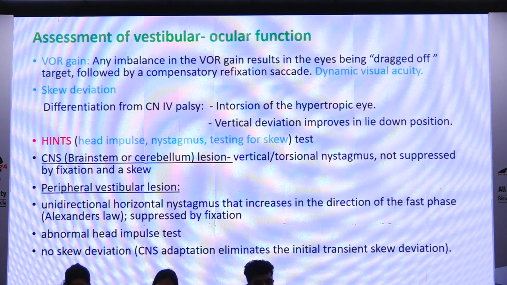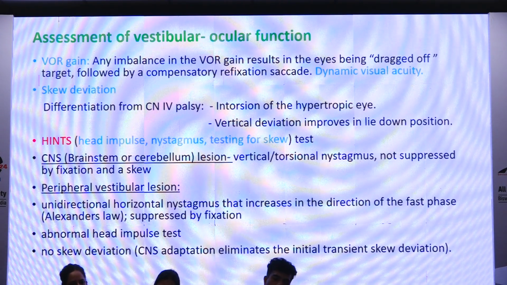Fourth nerve palsy. So how are we going to differentiate these two, fourth nerve palsy and third nerve skew? What we know is that the fourth nerve supplies the superior oblique. So when there is a palsy, intorsion will not be there, that means the eye will be extorted. But what happens in skew, there will be intorsion of the hypertrophic eye.